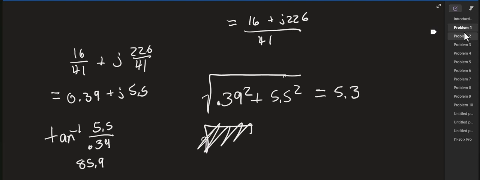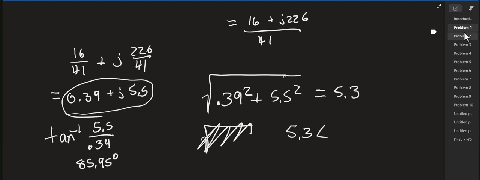85.95 degrees. Now I need to decide if I need to add or subtract 180. So I look at my complex number. What quadrant is that complex number in? 0.39 plus j5.5. Quadrant 1. So do I need to do anything to my angle? No, it's good. So my answer is 5.53 angle 85.95 degrees.